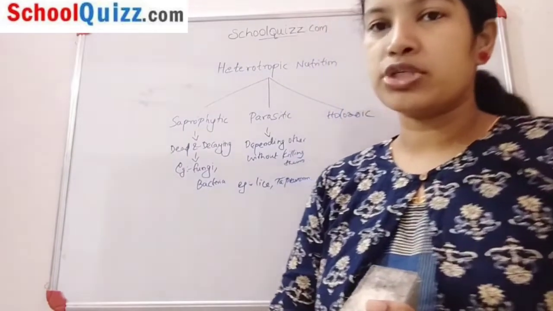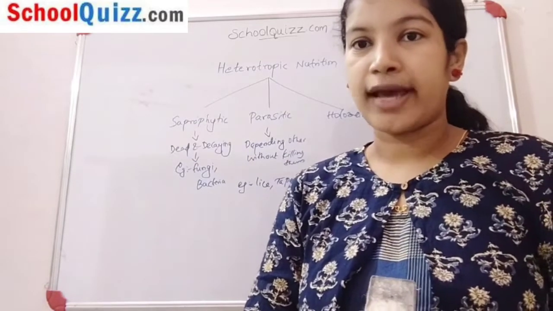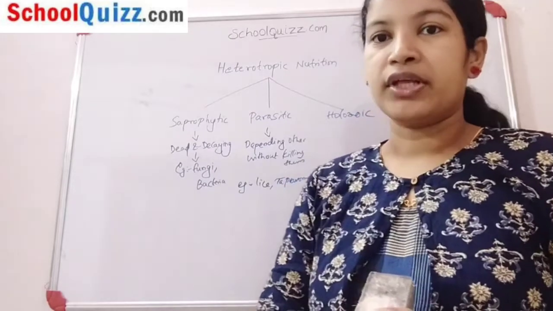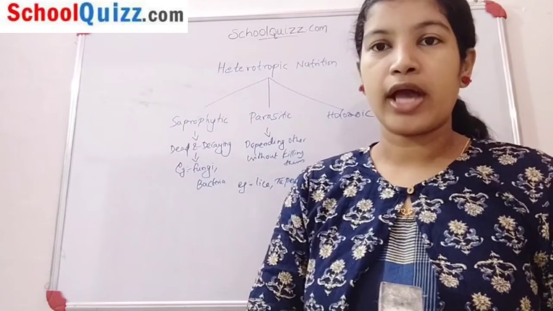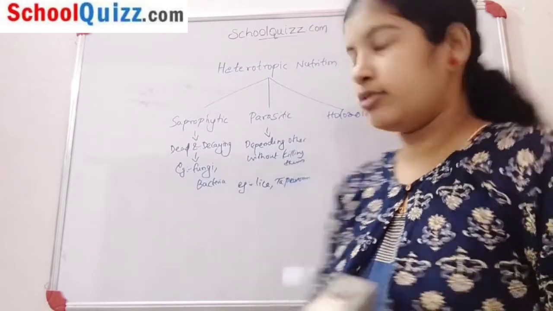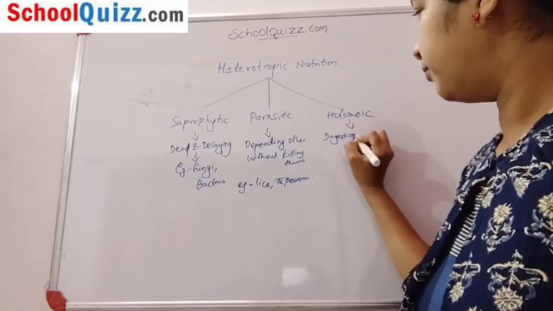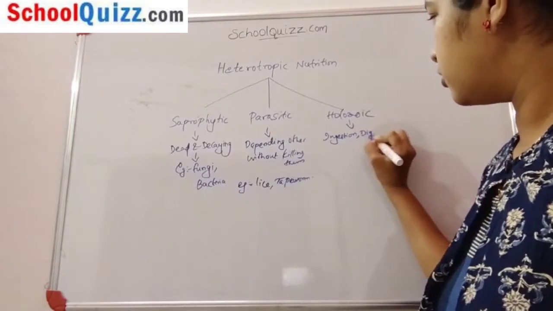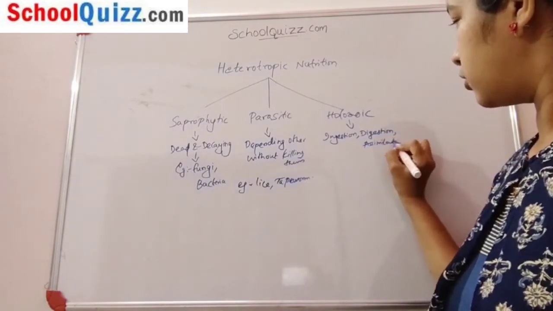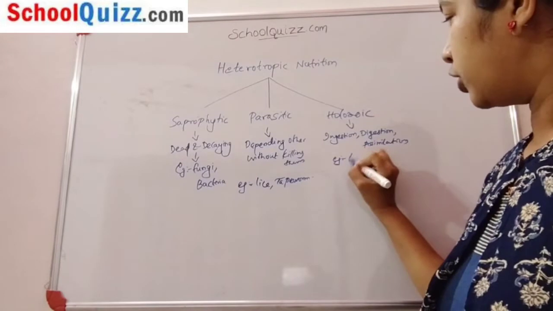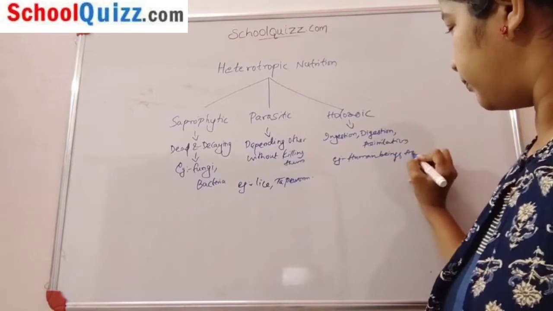Holozoic nutrition is a mode of nutrition in which the steps of ingestion, digestion and assimilation occur. Human beings are an example of holozoic nutrition, and amoeba is also an example of this nutrition.